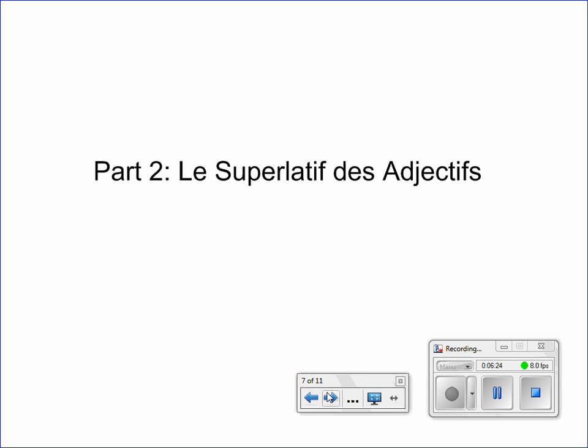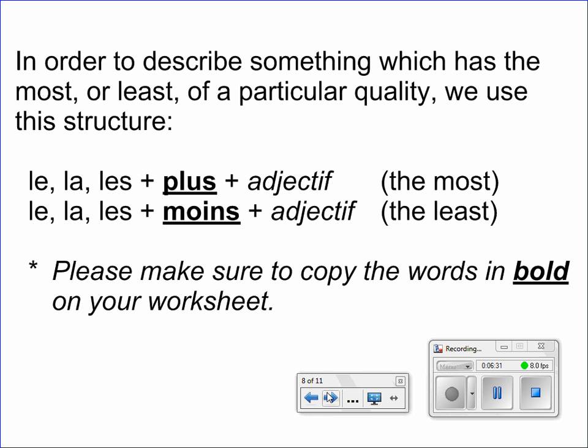Get into part 2. The superlatif des adjectifs. In order to describe something which has the most or least of a particular quality, we use this structure. So depending on whether it's masculine, feminine, or plural, we write le, la, or les, plus plus, plus the adjective. And that way we're writing the most. Okay, for the least, similar structure except we're using the word moins.